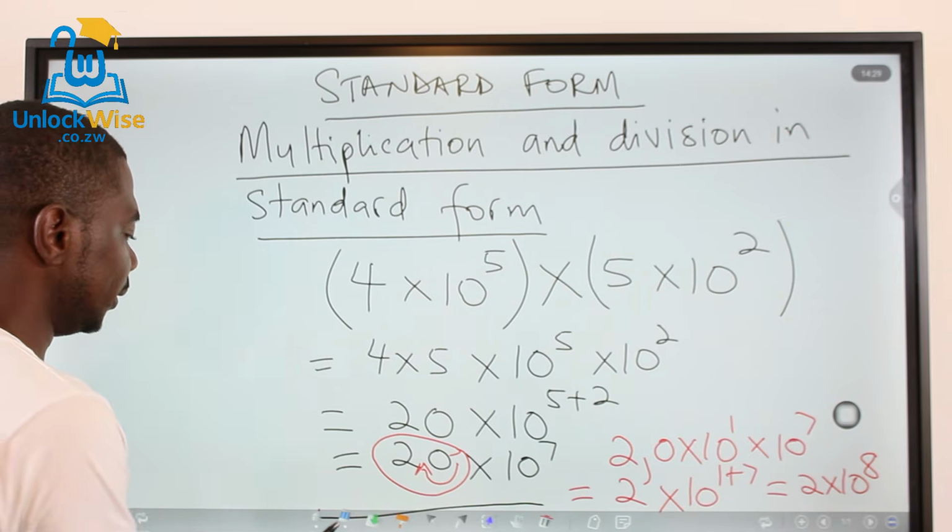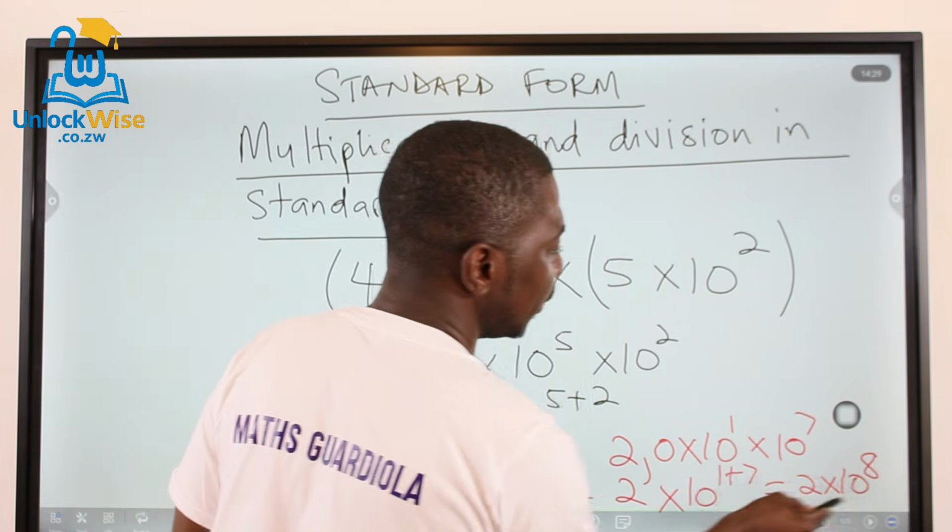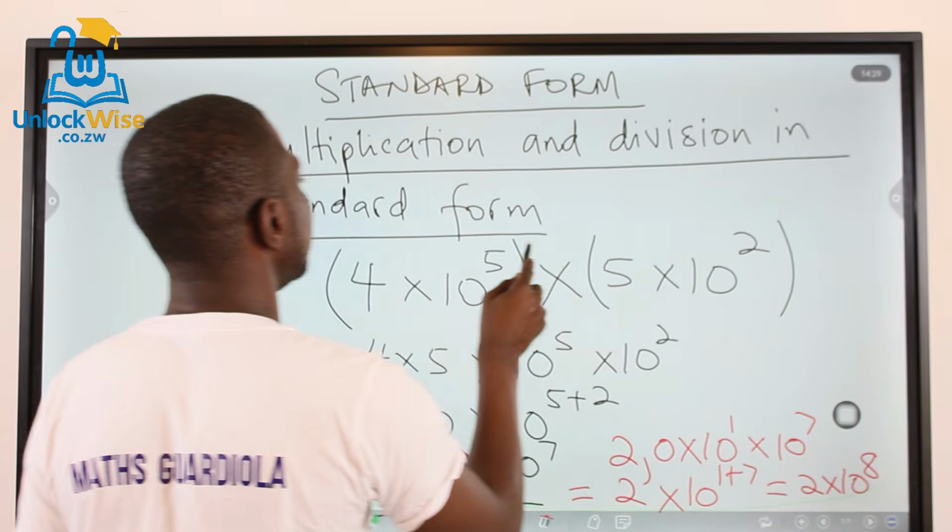Then we can also do division in standard form, right? We can have division in standard form.